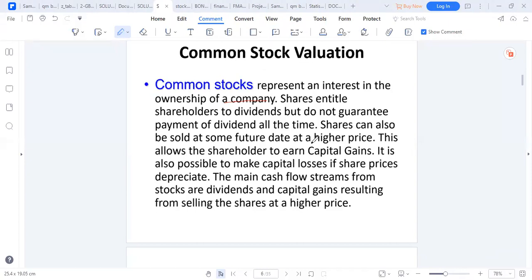The shares in such a structure can also be sold at a future date at a higher price when the stock prices go up. This will allow the shareholder to earn what are called capital gains, which have their own computations. It is also possible to make a loss on those shares if the shares depreciate. So the main cash inflows for these kinds of shareholders are capital gains and the dividends that are paid. That's the reason why the shareholders and the managers are usually antagonistic. The managers want to plow back their retained earnings because they know that is the freest form of source of funds for a company, whereas the shareholders want a dividend to be declared for them because that's where their main cash flow streams emanate.